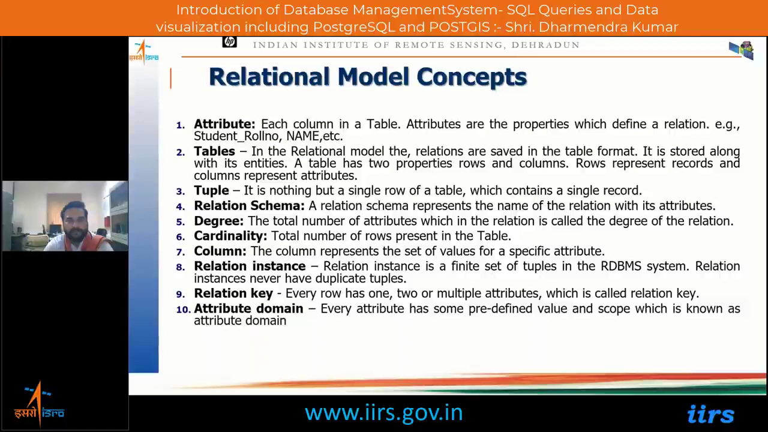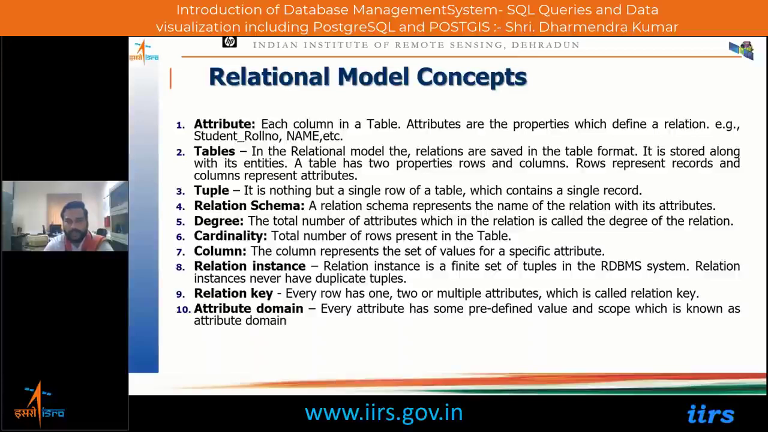Now, relation keys: every row has one, two, or multiple attributes, which are called relation keys. Attribute domain: domain is the predefined set of values. For age, it could be 0 to 100. We cannot have age as 200 or 2000. So this is called the domain of the attribute.